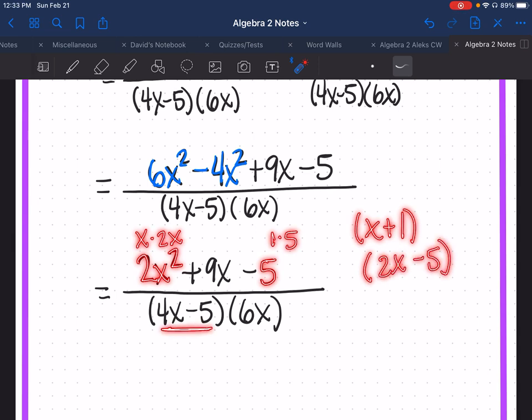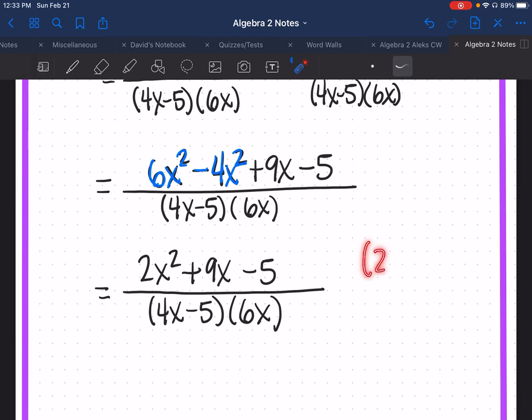Notice, yes, I have a minus 5, but I have a 4x, not a 2x. The only other way this 2x minus 5 could be is it could be x minus 5. Is it going to cancel out with this? No. So should we factor? No. We're not even going to have to factor. This is our answer.